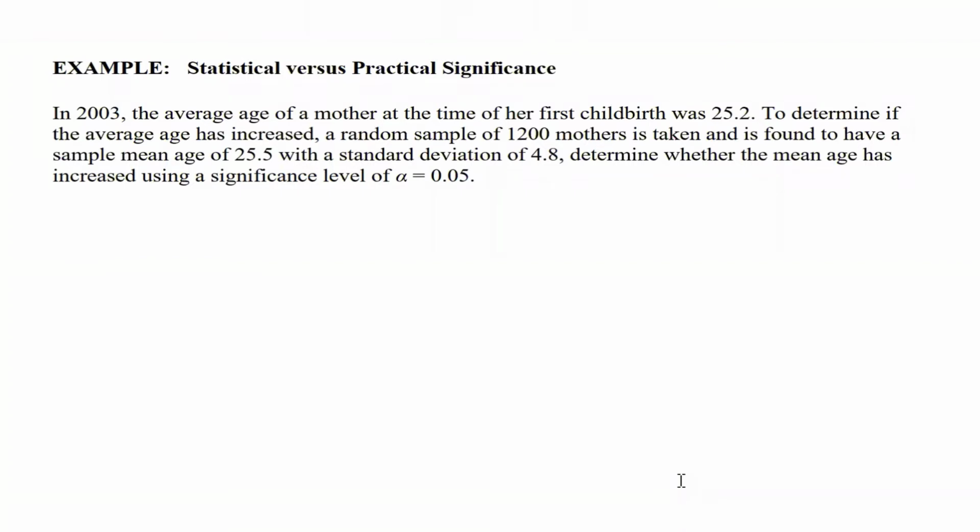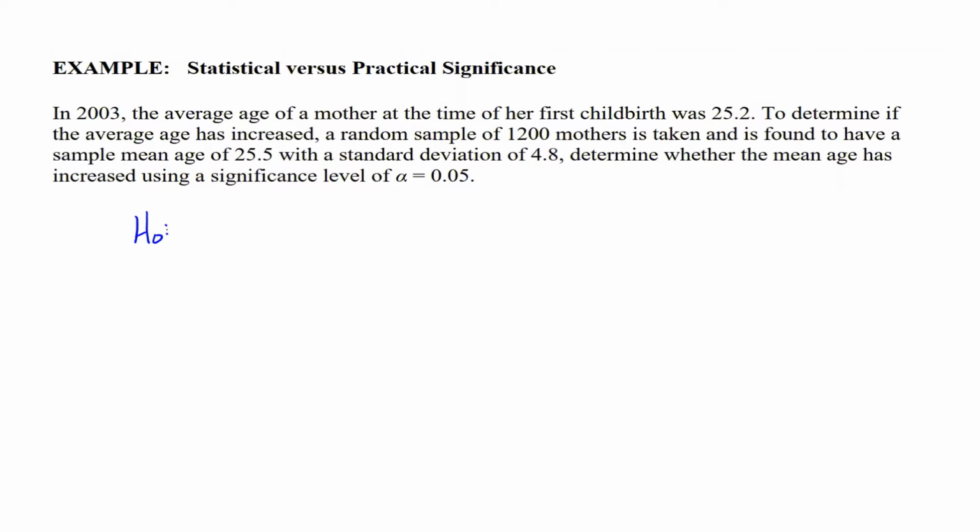In 2003, the average age of a mother at the time of her first childbirth was 25.2 years of age. To determine if the average age has increased, a random sample of 1,200 mothers is taken and is found to have a sample mean age of 25.5 years of age, with a standard deviation of 4.8. Determine whether the mean age has increased using a 0.05 level of significance. So again, we're going to go through our tests, but this time I'm going to go kind of quick.